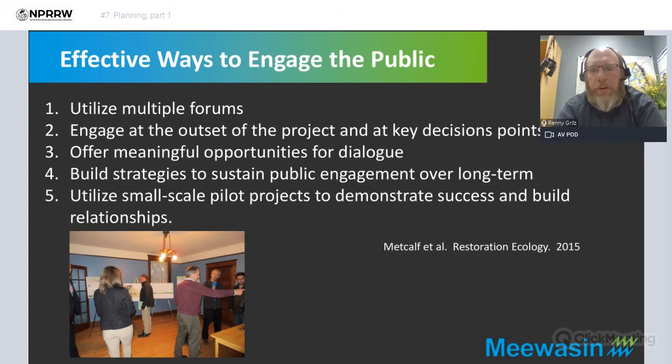Also, you want to provide opportunities for them to have dialogue with you and to provide feedback, whether it's one-on-one discussions or reviewing documents, or just even being on a site tour and kicking that dirt and looking at that project. Also, look at ways to sustain that engagement over the long term. The more you can continue engaging the people on your project, the greater support you're going to have and the greater buy-in you're going to have with the community.